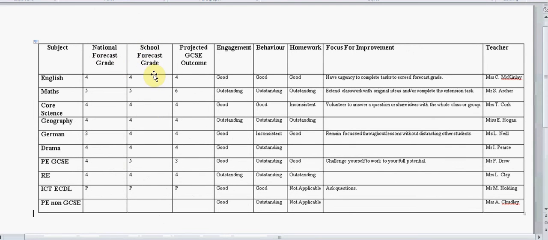Okay, that's those two sorted out. We now come to the projected GCSE outcome. The projected GCSE outcome is the grade that the teacher believes the student will get when they leave our school at the end of Year 11.